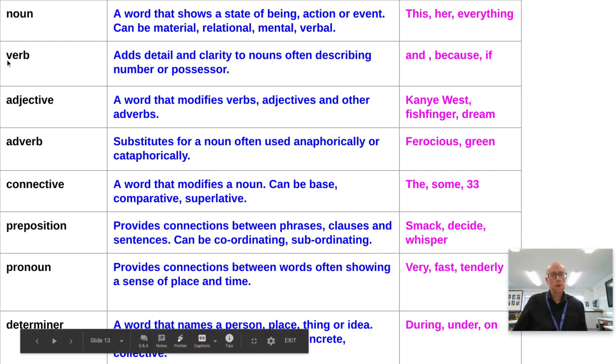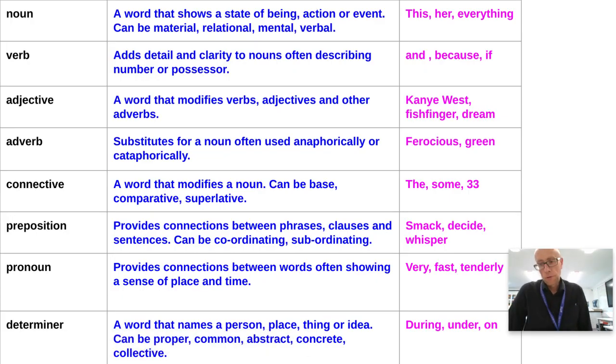So we've done nouns. We now move on to verbs. Now, when you first learnt about different word classes, you would have learnt that a verb is an action word. And that's right, a verb can be an action word. It's this one over here. But it also can be lots of other things as well. So a verb can show states of being, action, or events. And in English language A level, we tend to pin on them these 4 different types of verbs.